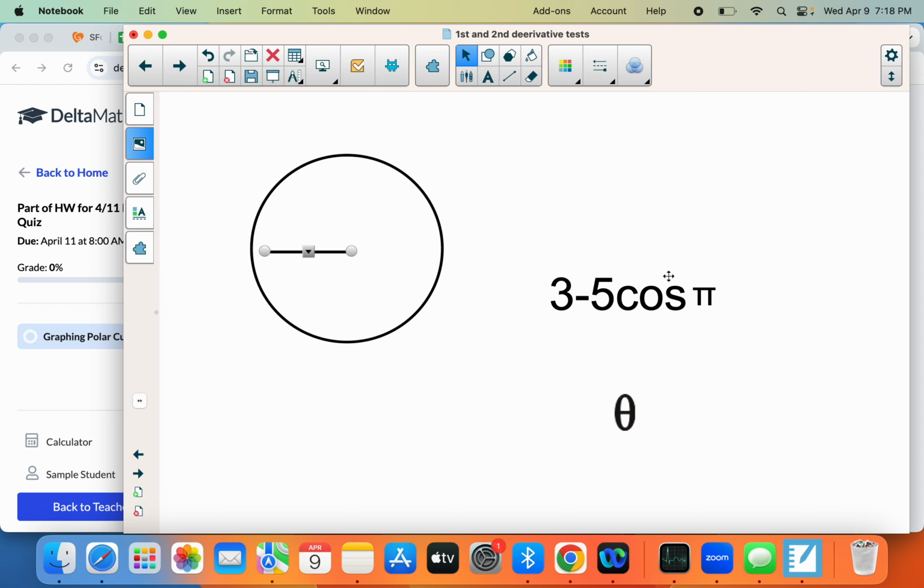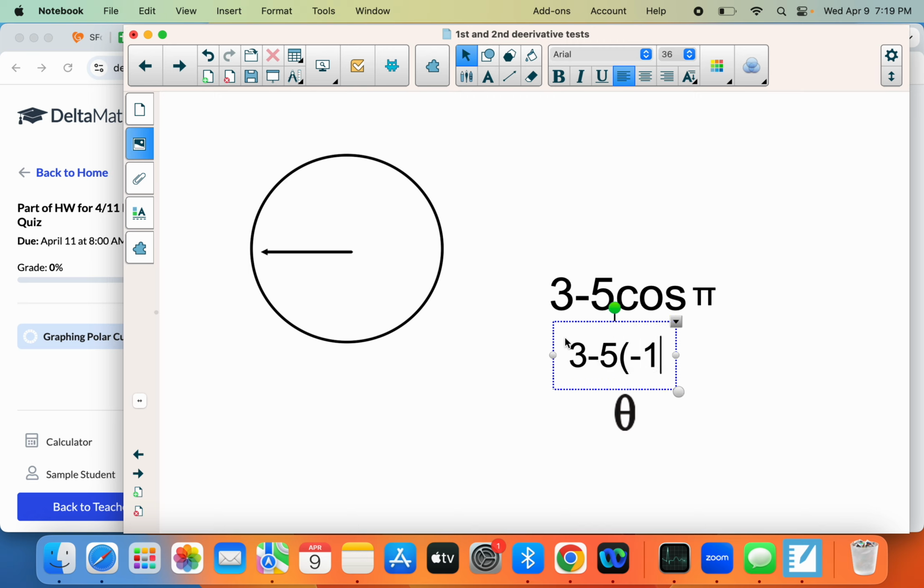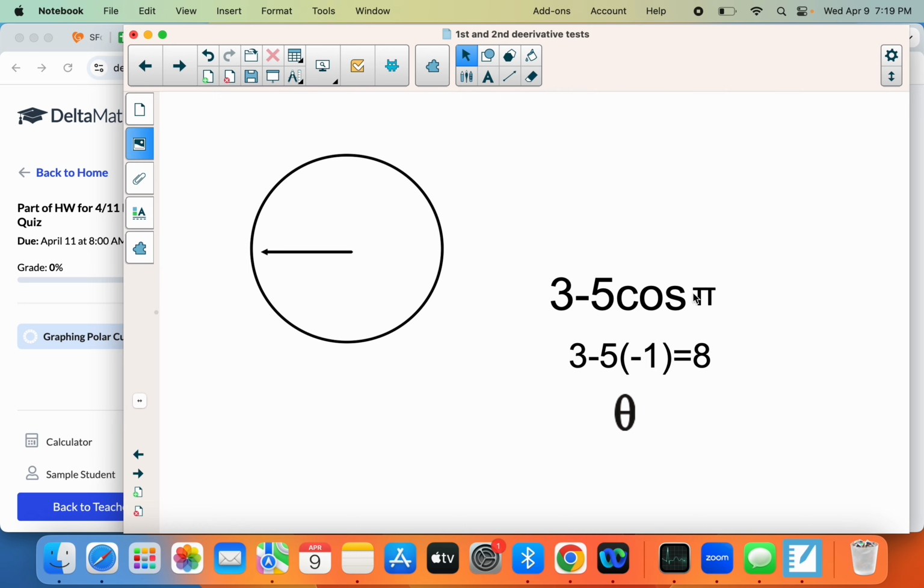And if I fill in pi, I get 3 minus 5 cosine of pi, and cosine of pi is -1, so I'll get 5 times -1. If I add that up, I'll get 8 total. So what does that mean when I fill in pi and I get 8?